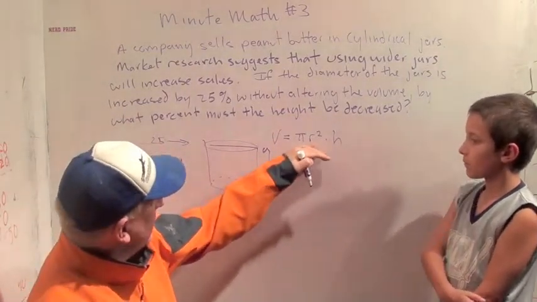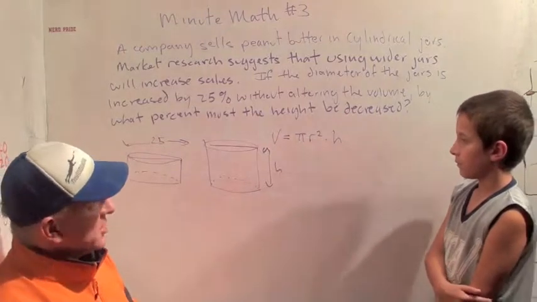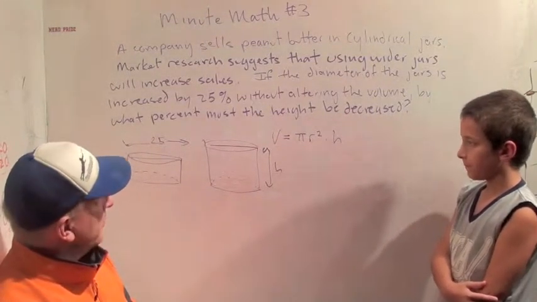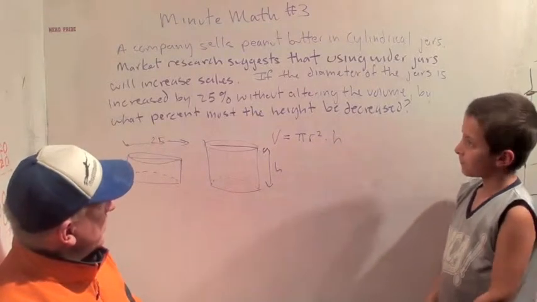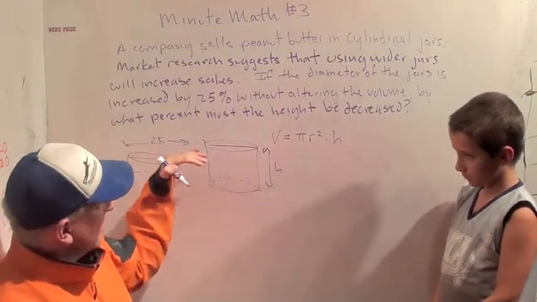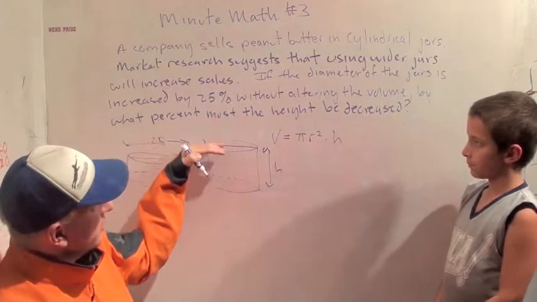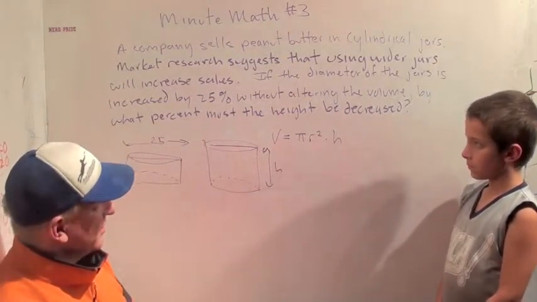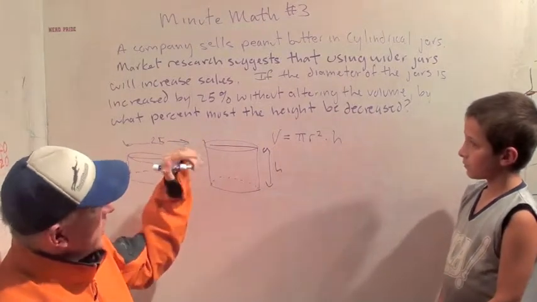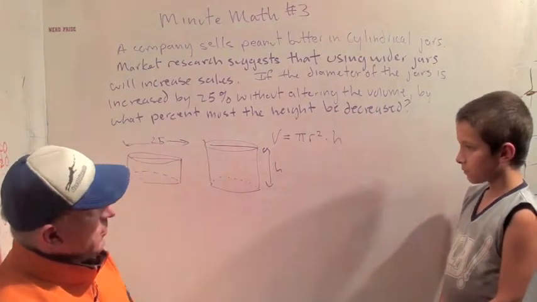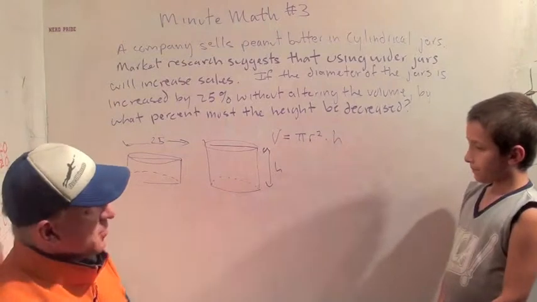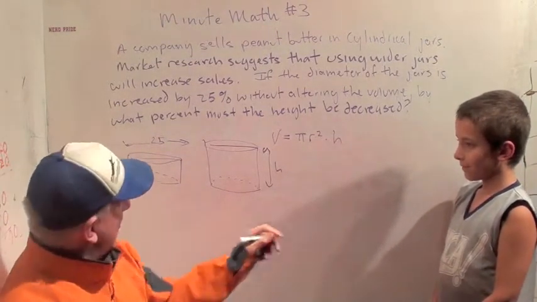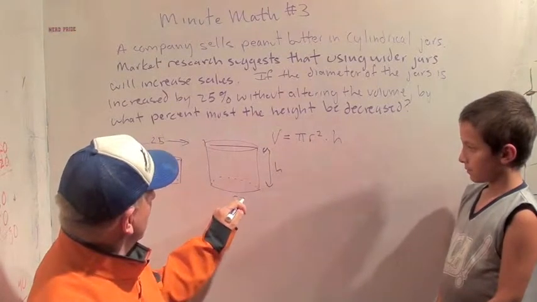So what fraction is 25%? It's 1/4. So one thing we're going to do here is a trick to solving a problem like this. We're going to choose numbers for the radius and the height to make the problem a little bit easier. If we're going to increase the radius by 1/4, we want to pick a number for the radius that's divisible by 4. So let's say the radius is 4.